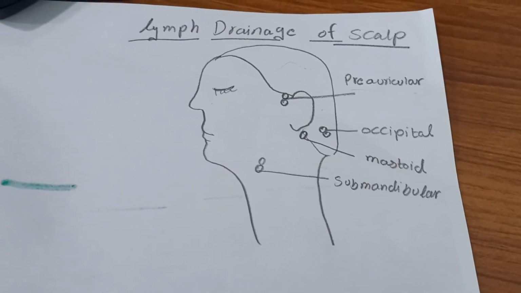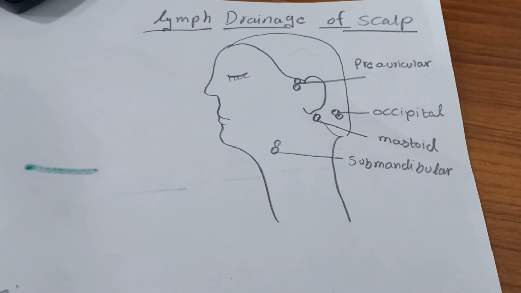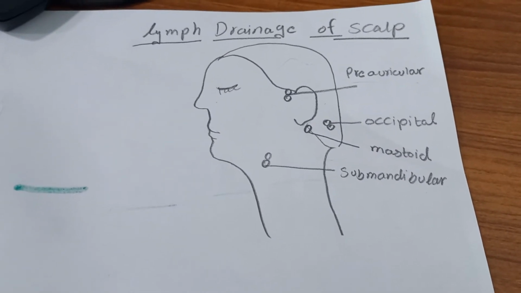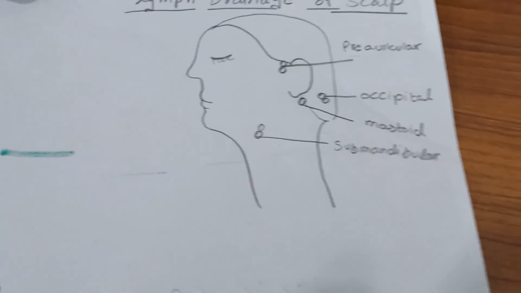Let us discuss the lymphatic drainage of the scalp. As you can see in this diagram, I have shown some lymph nodes, which are the preauricular lymph node, occipital lymph node, mastoid lymph node, and submandibular lymph node.